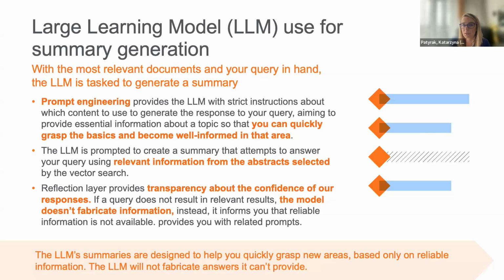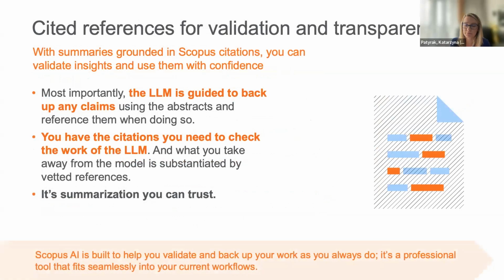Another thing is that the large language model, the LLM that we are talking about here, is something that we at Elsevier created on our own. So this is something that we've been working on for years, and we are using our knowledge based on the data that we gathered over the years in Scopus. And not only Scopus, actually. One of the great things about Scopus AI is that the summaries are all based on Scopus citations, so you can use them with confidence.